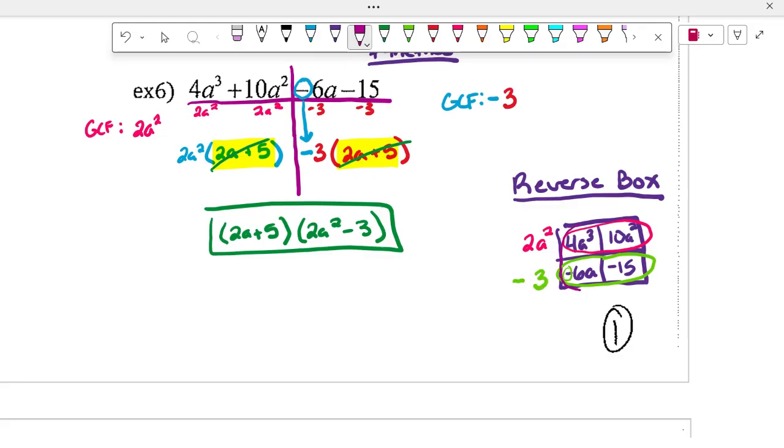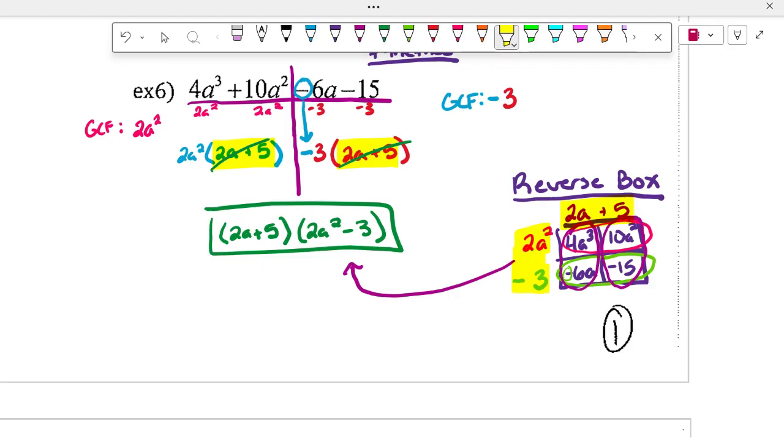Then I want to do this column. What's the GCF of the first column? What's the GCF of 4 and 6? 2. What's the GCF of a cubed and a? A. And then what's the GCF of the last column? Plus 5. And if we pull them out, don't we get the exact same thing? So 2a minus 3, 2a plus 5, isn't that the exact same thing?